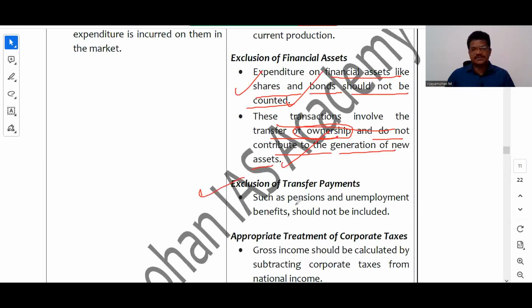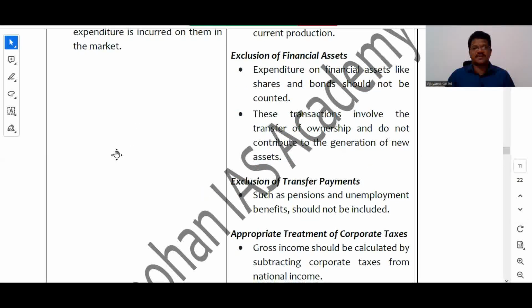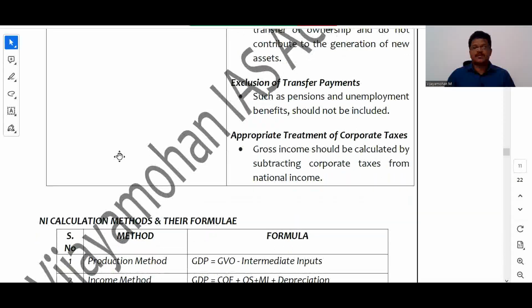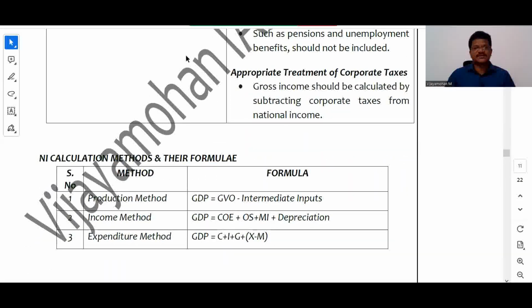Exclusion of transfer payments. So transfer payments kuda manam exclude cheyalsi untundi. Such as pensions and unemployment benefits should not be included. Why? Because they are not contributing to any productive purposes in the current financial year. Right? Appropriate treatment of corporate taxes. I already told you in the previous method also. Gross income should be calculated by subtracting corporate taxes from the national income. So ఇన్కమ్, గ్రాస్ ఇన్కమ్ లో మనకి కార్పొరేట్ ట్యాక్సెస్ కూడా ఇంక్లూడ్ అయి ఉంటాయి. సో దాన్ని మళ్ళీ డబుల్ అకౌంటింగ్ చేయాల్సిన అవసరం లేదు.